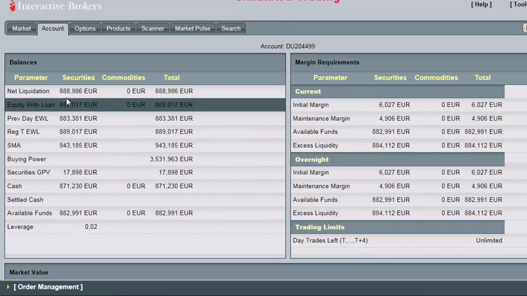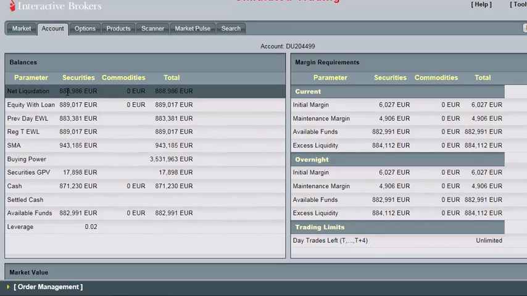So you can see here, this account at the moment is worth €888,000. So that's the most important number you've got to see at the end of the day: how much is my account worth. If they were to sell everything and put everything into cash, that's what it would look like at the moment.